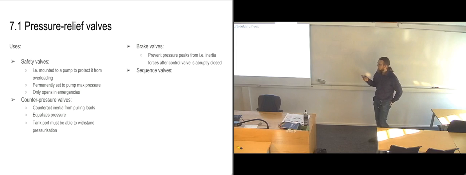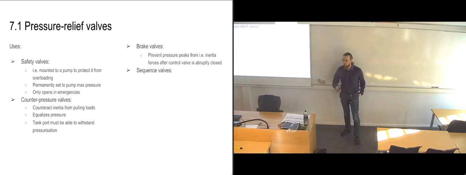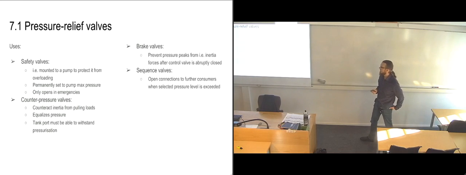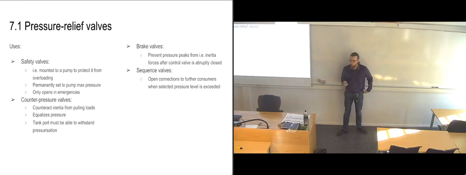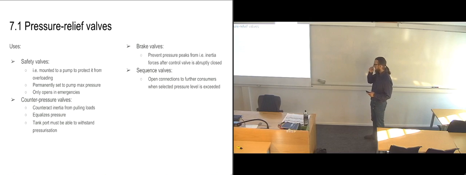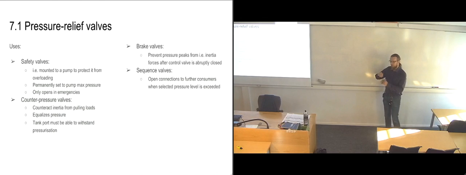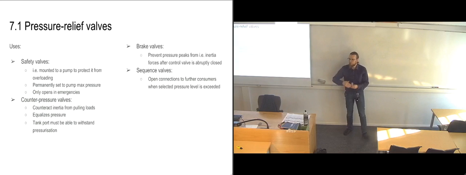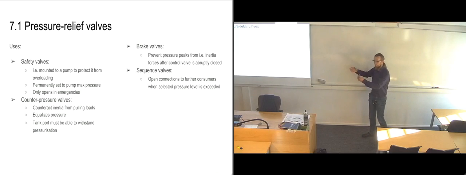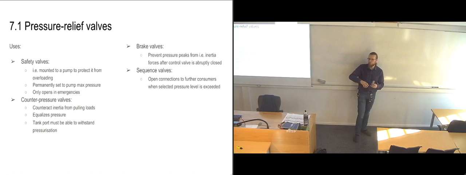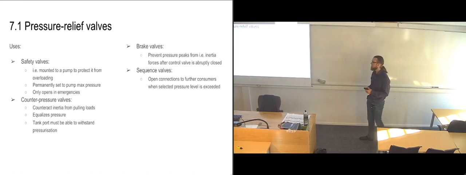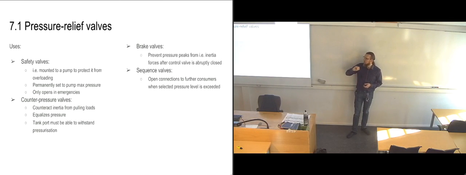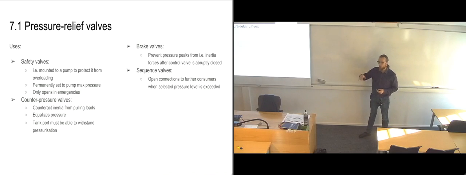You can also use them as sequence valves. And we talked a bit about this in subsea technology, when they used sequence valves to control subsea systems. Basically, what sequence valves do is that they open connections to further consumers when you reach the selected pressure. And that's what they used in subsea, where they had, for an example, 30 bar intervals. So if they put their pressure to 30 bars, then one sequence valve would open and something would happen. Then if they increased to 60 bars, another sequence valve would also open and something else would happen in your system. And then they could increase to 90 bars and another sequence valve would open and even more could happen down in the system. So it was a way of making sure that by controlling your pressure, you can actually control what happens down subsea.